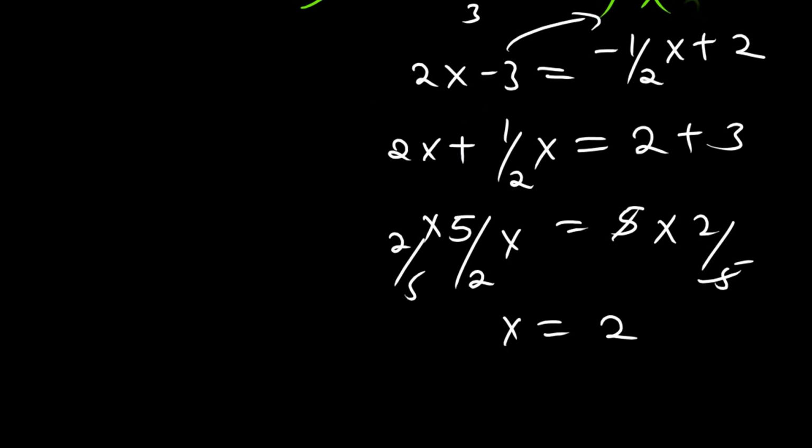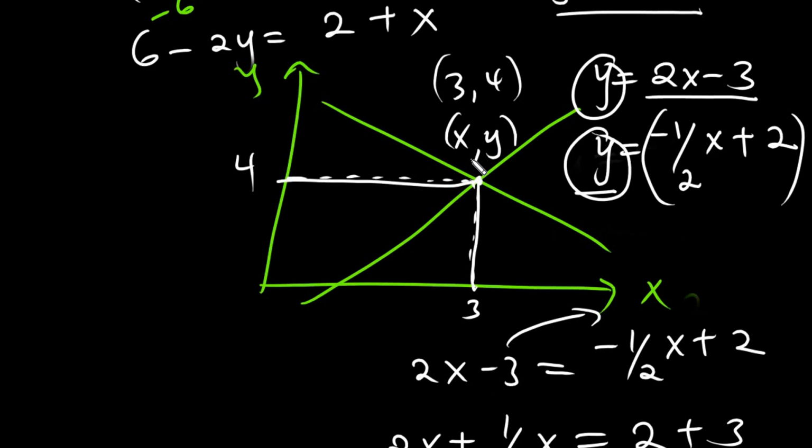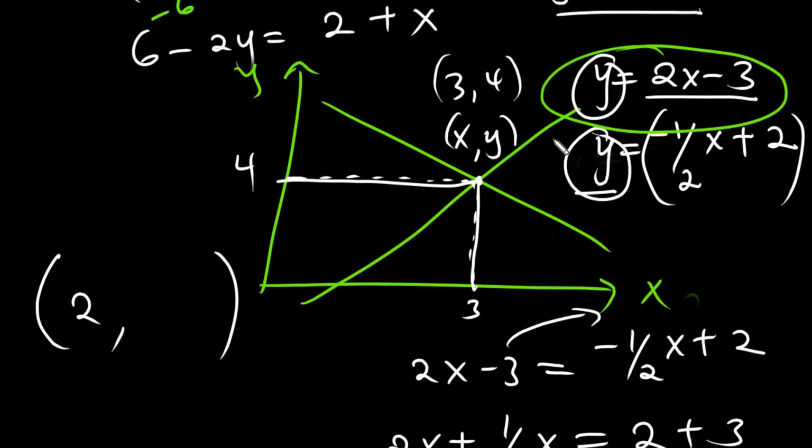So x is the coordinate of x at this point. We now know the coordinate of x is 2, so we need the coordinate of y. How are we going to get it? We go back to any one of these equations, either that one or that one, and substitute x with 2 to get y.